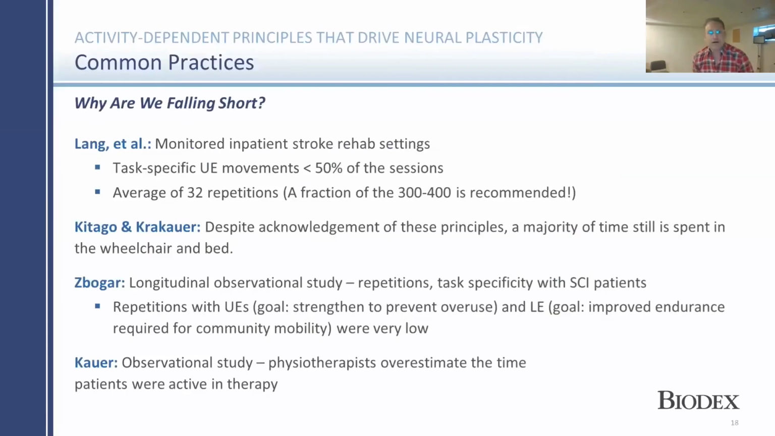Again, some of the research: Lang monitored some inpatient stroke rehab settings, and noticed that task-specific upper extremity movements happen in less than 50% of the sessions, with an average of 32 repetitions, which is very, very minimal, a fraction of the 300 to 400 that's required. Despite acknowledgement of these principles, the majority of time is still spent in a wheelchair and in a bed. In an observational study by Kauer, he recognized that physical therapists overestimate the time patients were active in therapy. Interesting.